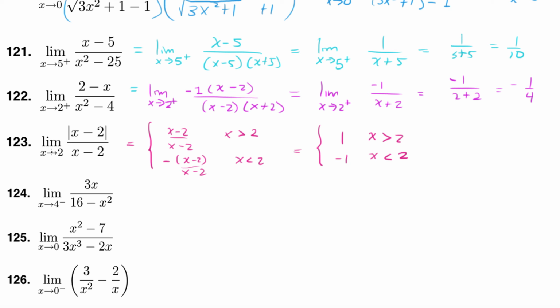Since we're looking for the limit when x approaches 2, notice that from the right it is 1 and from the left it is negative 1. Therefore, the limit does not exist. For more information about that, look at the previous video.